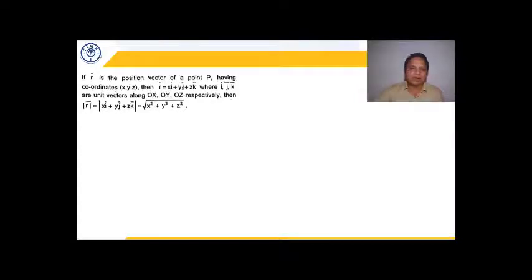And modulus of R is calculated as under root of x square plus y square plus z square.